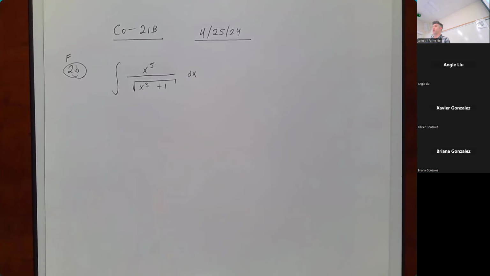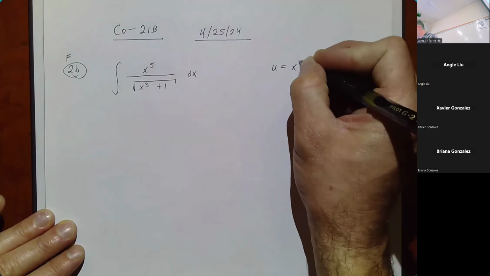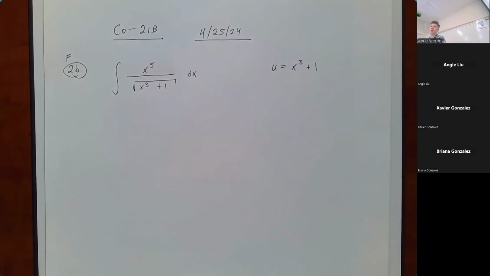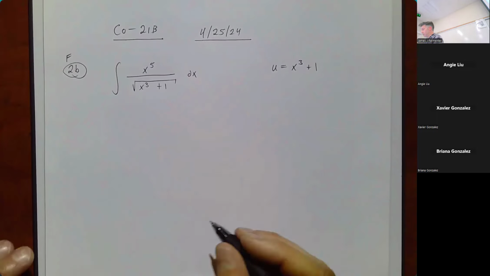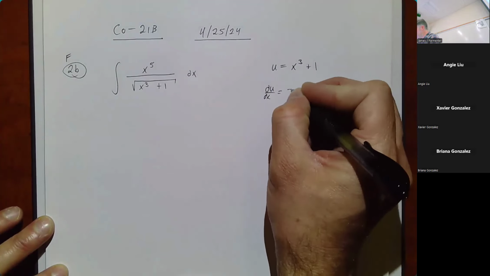And there's only really one good choice for u here. You can maybe argue two good choices. I'm going to argue one good choice and say my only good choice for u is x cubed plus 1. It would probably also work if you picked u equal to the square root of x cubed plus 1, but I would always recommend picking the simpler u before trying the more difficult u. Always. So then the derivative here is 3x squared.